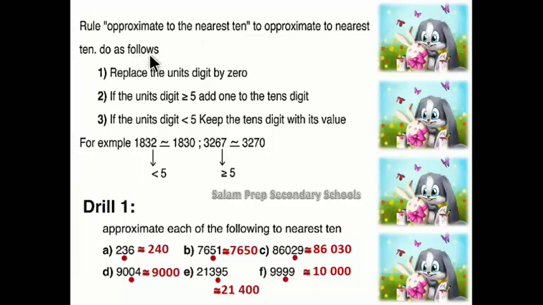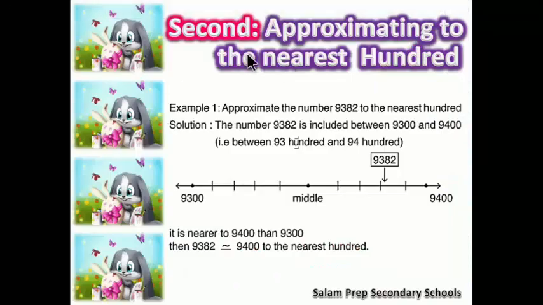Please remember this rule. Approximate to the nearest 10. Do as follows. The first step, replace the units digit by 0. Second step, if the units digit is greater than or equal to 5, add 1 to the tens digit. Step number 3, if the units digit is smaller than 5, keep the tens digit with its value.